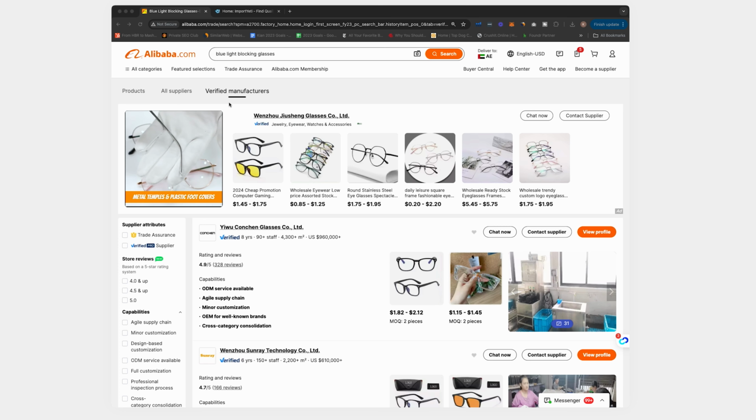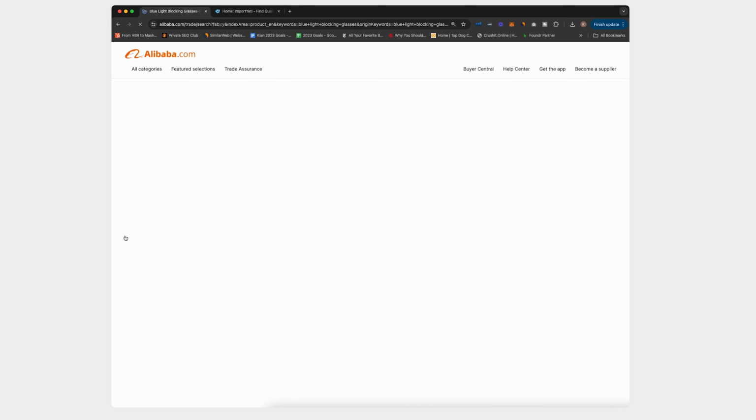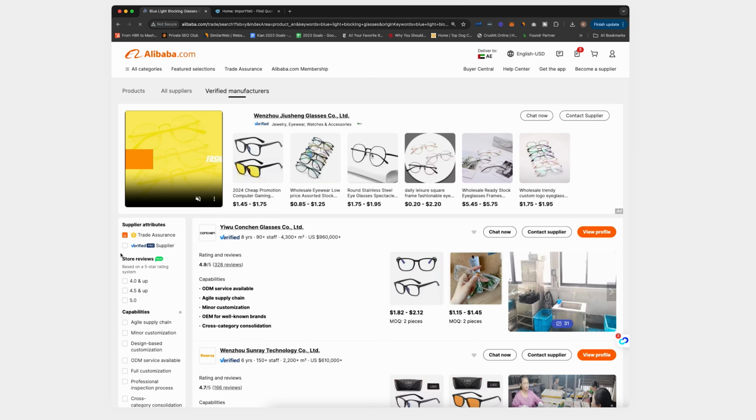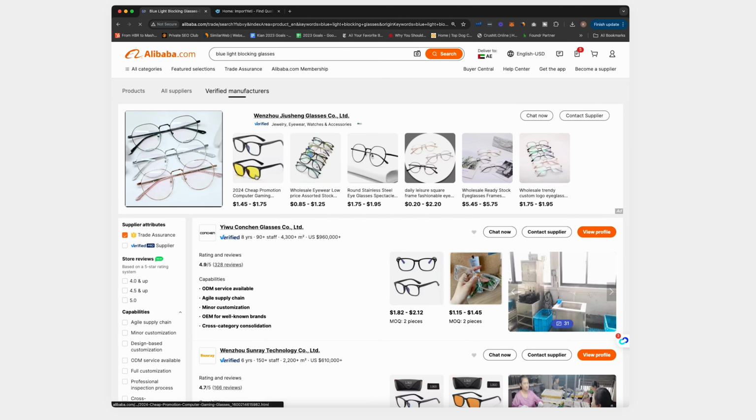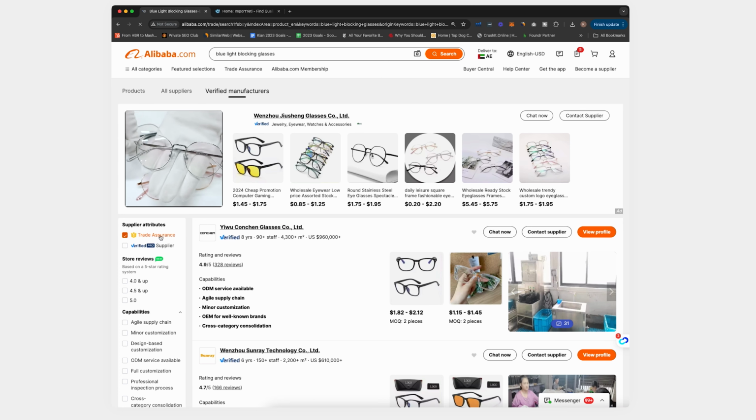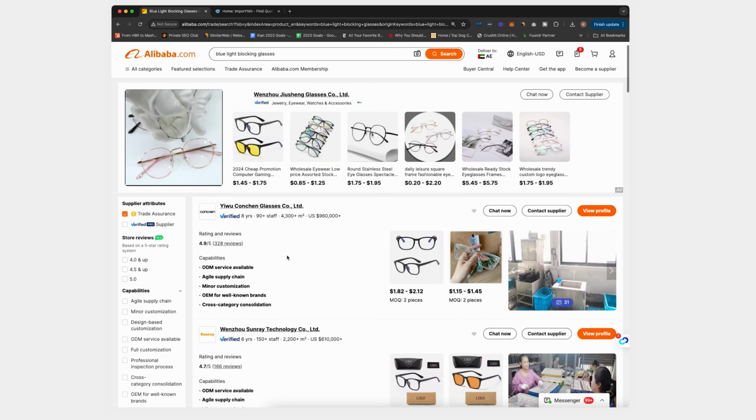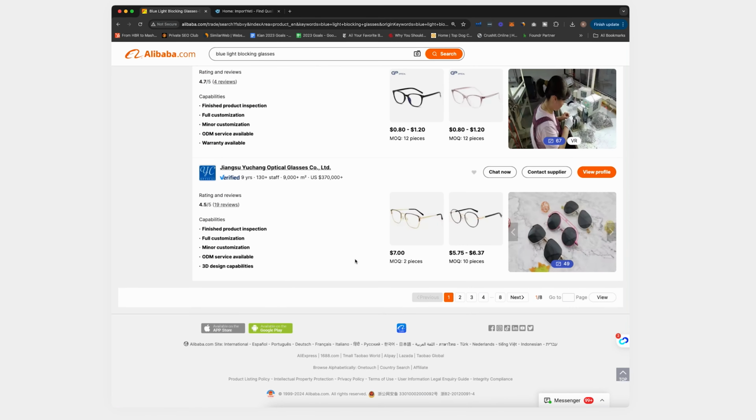So as well as verified manufacturers, you want to select trade assurance, which means that your payment is protected. So if you ask for blue light blocking glasses with a clear lens, but you get them with a yellow lens, then your payment will be refunded because you selected trade assurance. Now, we have here verified manufacturers, we have trade assurance, and if we scroll down to the bottom of the page, we have 8 pages of suppliers here. You can see that 8 down at the bottom.